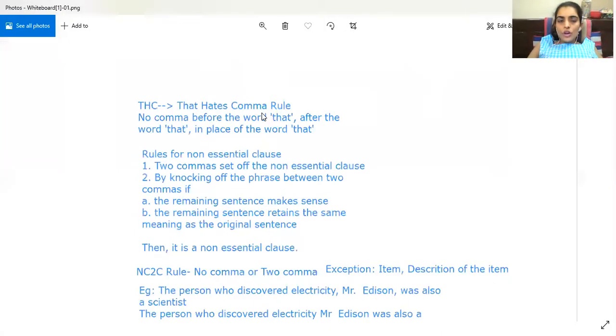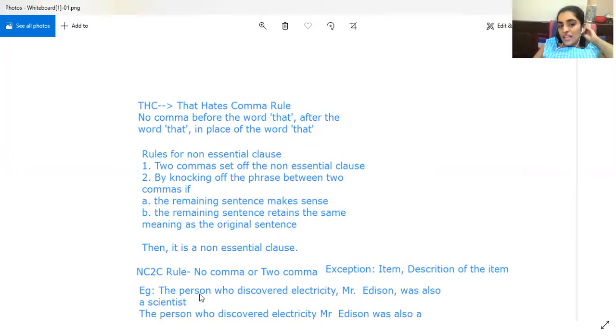So rules for a non-essential clause, 2 commas: set off the non-essential clause by knocking off the phrase between 2 commas. If the remaining sentence makes sense and the remaining sentence retains the same meaning as the original sentence, then this is a non-essential clause. Okay?